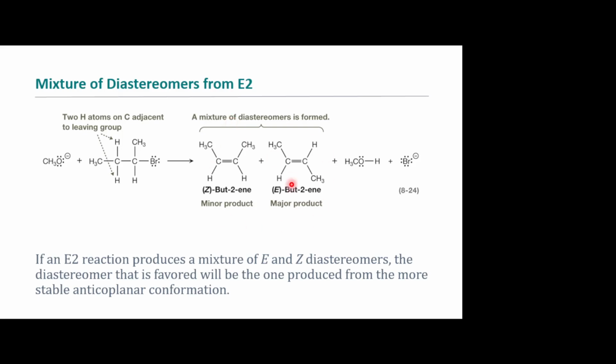Okay, so in this case right here, we can get a mixture of diastereomers, but we may have a major product. Major product is the one we make the most of. And we have a minor product. Minor is the one we make less of. And so this one is going to be your major product that we make more of right here.